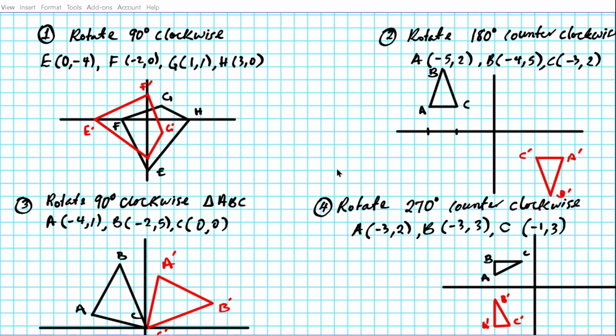Alrighty, welcome back. Here are the answers to the 4 practice problems. So how well did you do in the art of rotating polygons?